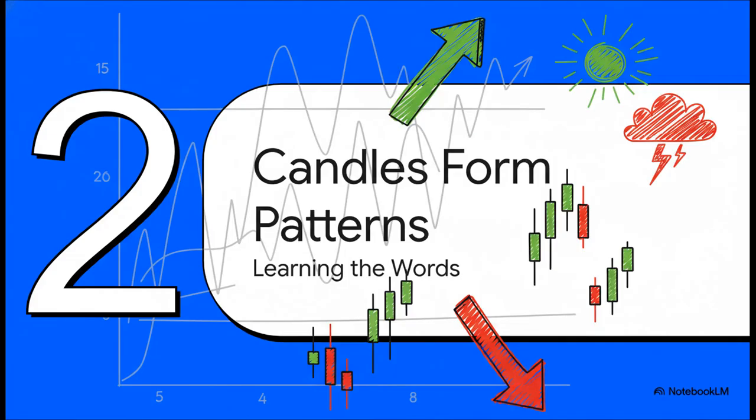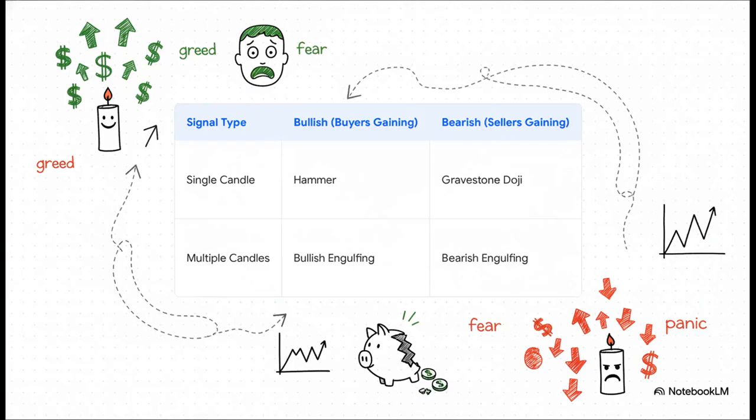All right, so now we're moving from letters to actual words. This is where it gets really interesting. When these individual candles start to group together, they form patterns, and these patterns can signal some really important shifts in the market's mood. Now, you don't have to go and memorize dozens of these things with crazy names. Let's just check out a couple of classics to see how these shapes tell a really human story, about fear and greed.